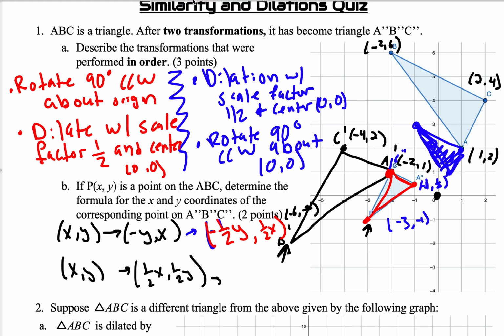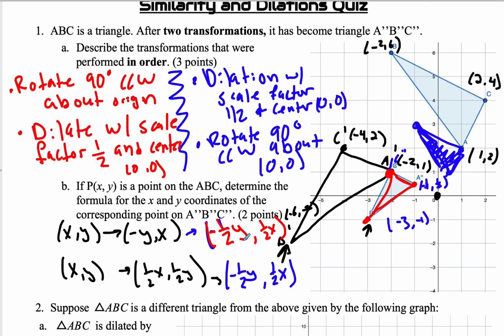Then you're doing the rotation. The rotation flips that 1/2 y becomes the x, and this x pops in and becomes the y. So see the exact same formula either way. Now remember, there could have been other ways to do it.